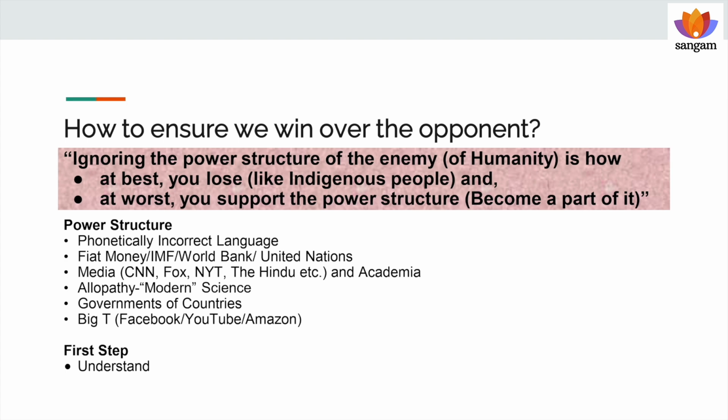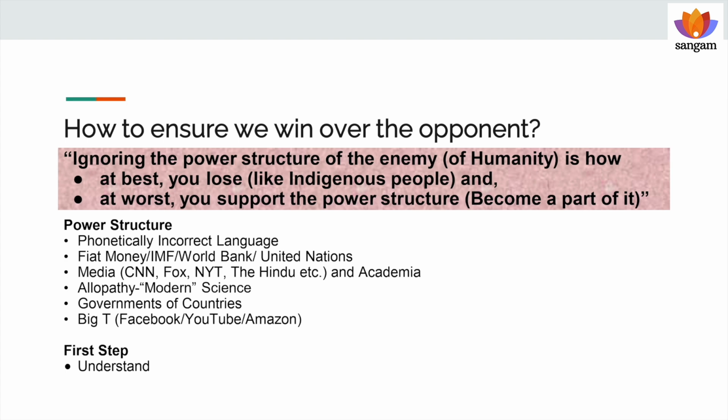Media and academia: if they are not going to talk about the fallacies or the lies, if they don't catch the Abrahamic lie, if they don't question all the fake news and expose it, or instead of exposing the fake news, if they push for the fake news, they are part of the power structure, and that is how they are winning.